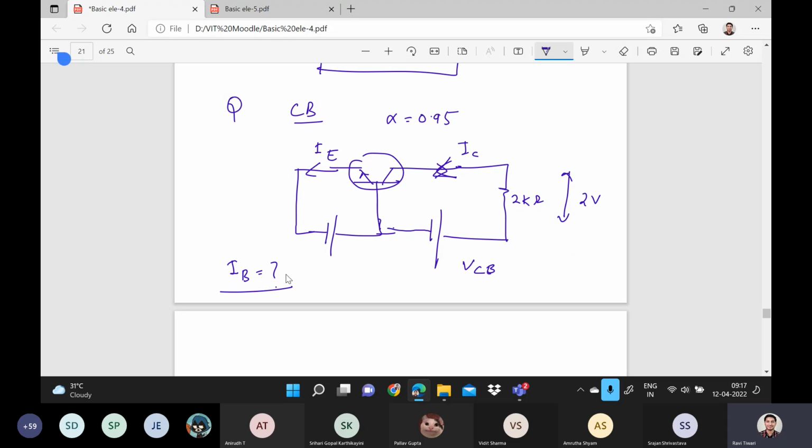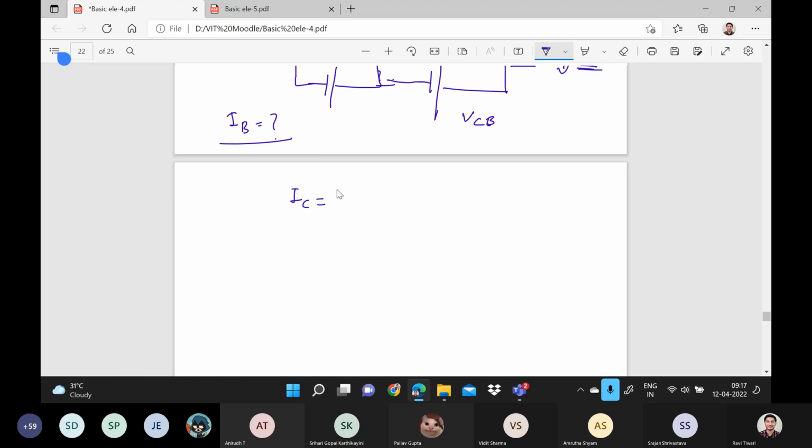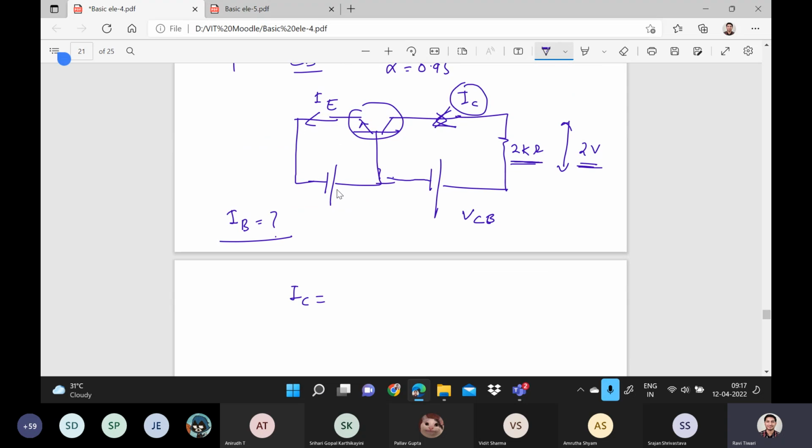So tell me how you will find it. This is the figure that is given. So what will you do? Here you know the voltage drop across this 2 kilo ohm resistor is 2 volt. So can we find the value of IC? You know the resistor, you know the value of voltage. So what can you find from here? The value of IC. IC is equal to what? Tell me the value of IC. Yes, it is 1 milliampere.